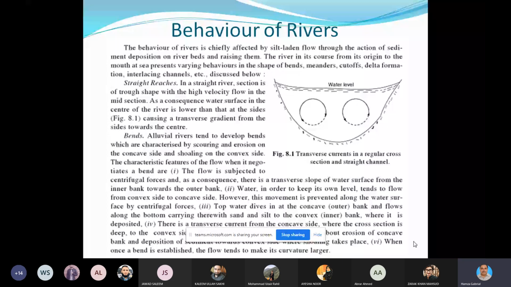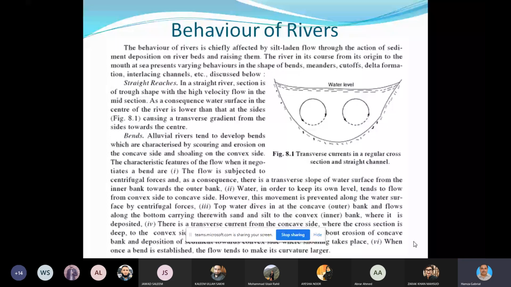While if you observe a river while it is taking a bend, you will see that it is characterized by scouring and erosion on the concave side, that is the outer side, and shoaling, that is it is depositing sediments on the convex side, on the inner side.